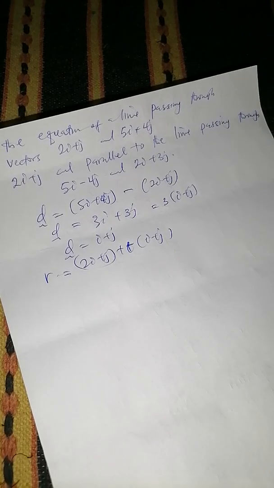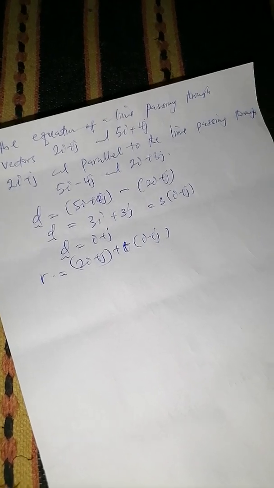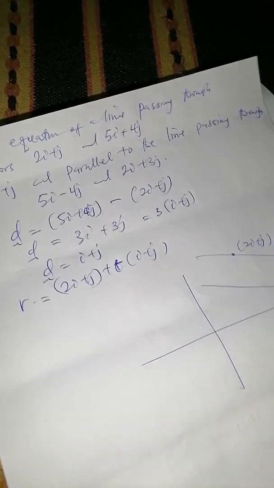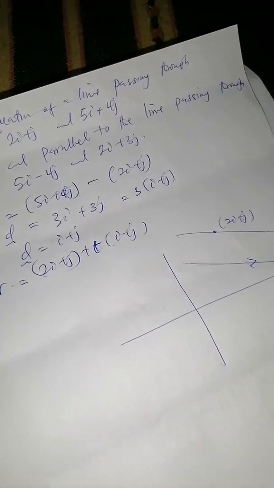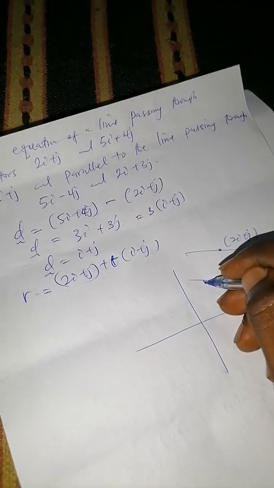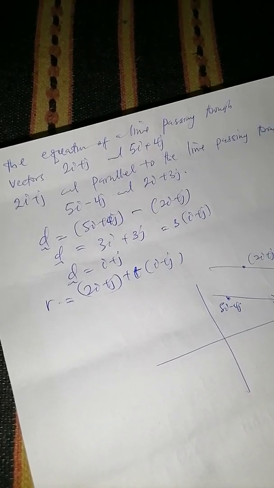Now the second part of the question says that the line passes through the point 2i plus j, and it is parallel to a line passing through 5i minus 4j and 2i plus 3j. So we are looking for a line, right? Let's call this R. The line that you're looking for passes through the point 2i plus j, and it is also parallel to another line. So let's draw this line, which passes through these points, 5i minus 4j and 2i plus 3j.